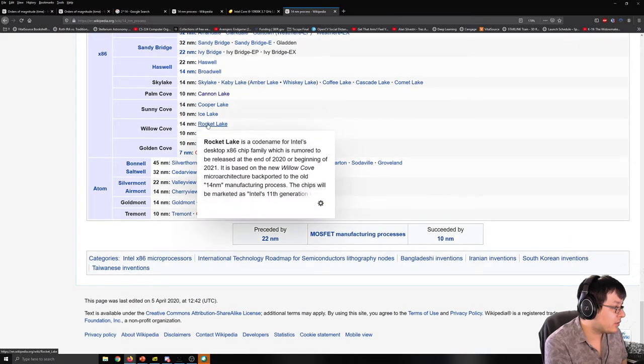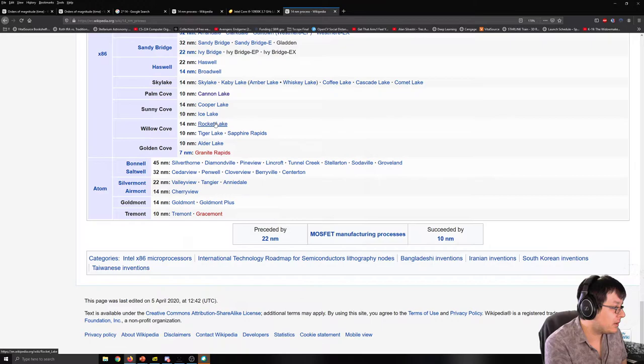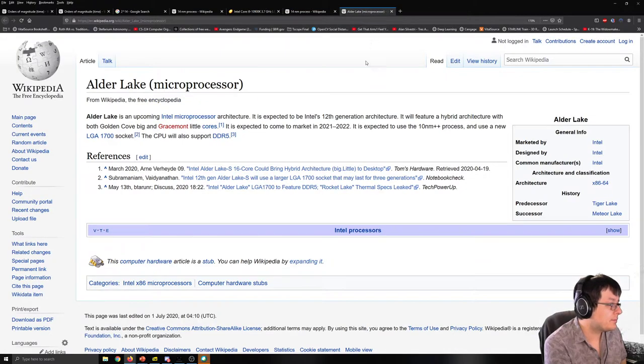But there's other ones. So I'm going to go ahead and guess, maybe Tiger Lake. Let's look at Tiger Lake and see what that says. Or Alder Lake, sorry. Yeah, here we go. Upcoming. It is basically Intel's 12th generation architecture. So you can see that even though the 10th generation is just about to come out, they're still working on the 12th.